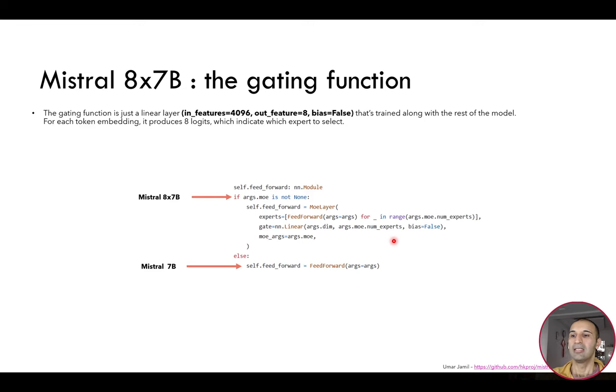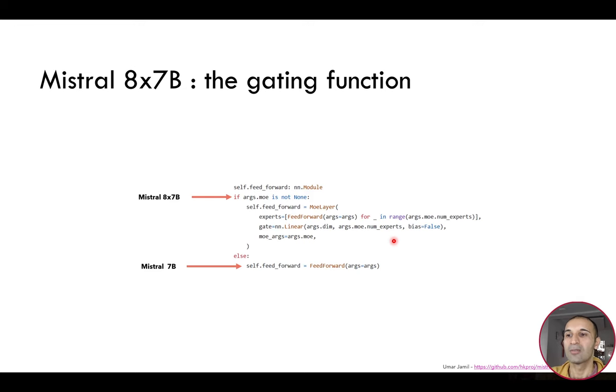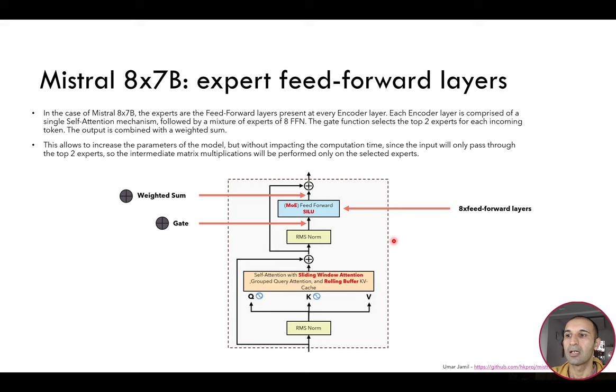And basically, why do we do it? Because by using a sparse mixture of experts, we can have many expert models, but during inferencing, only two out of eight will be activated.